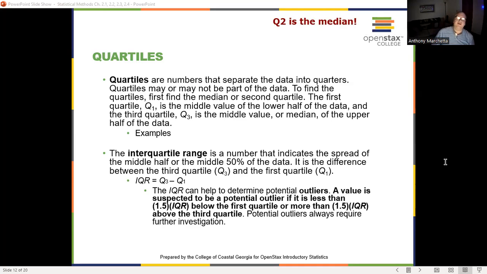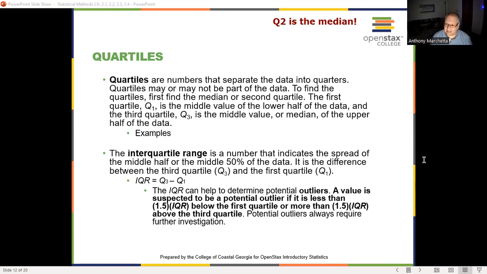Okay. So first you find the median or Q2, then you find the first quartile, Q1, by finding the median of the lower half of the data. Now you just cut the data in half. When you found the median and found Q2, you cut the data in half. To take the lower half, what's the median of just those numbers? That's Q1. What's the median of those numbers above? That's Q3. So like it says here, the third quartile, Q3, is the middle value or the median of the upper half of the data.